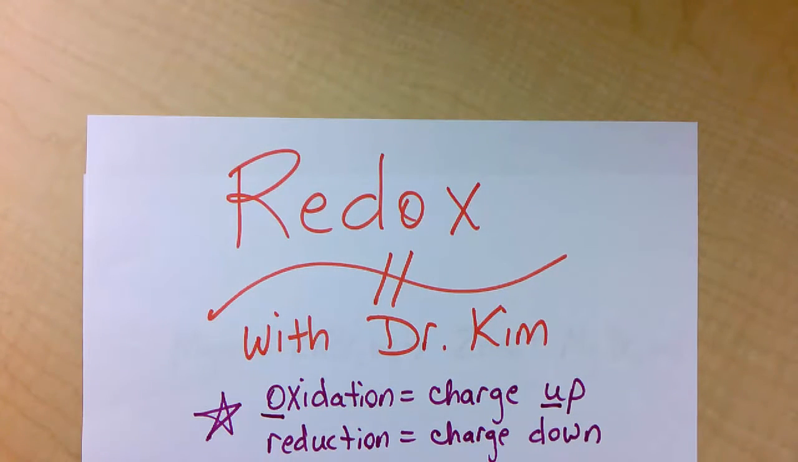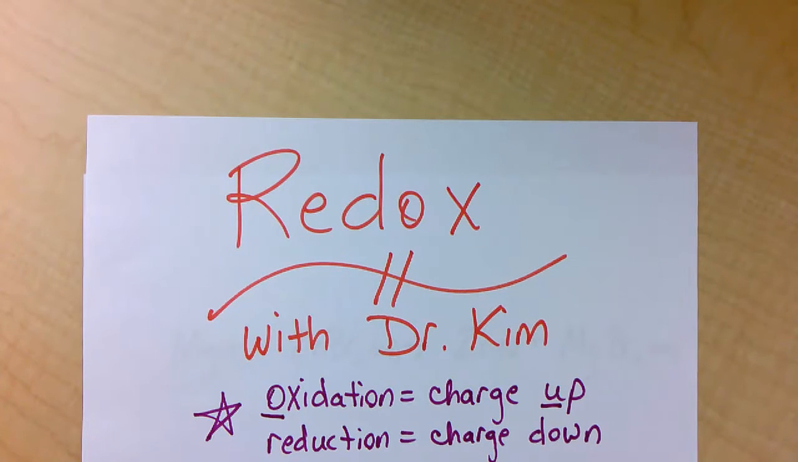This makes sense because if you're at a store and they've had a price reduction, did the price go up or down? Of course, when you have a sale and you've reduced the prices, it goes down. So reduction makes sense that the charge will go down because it's reduced.